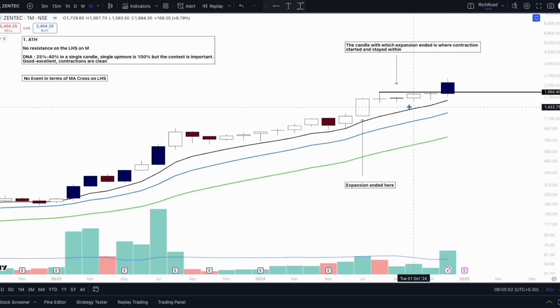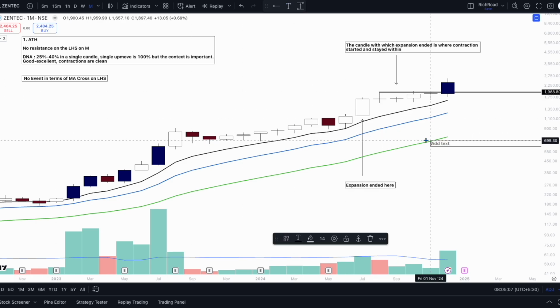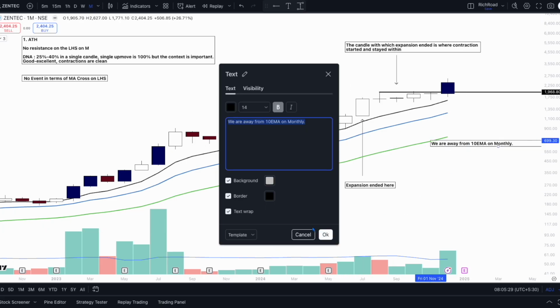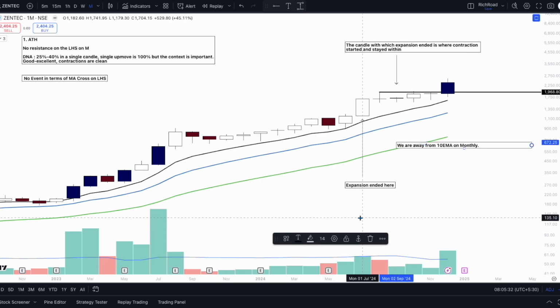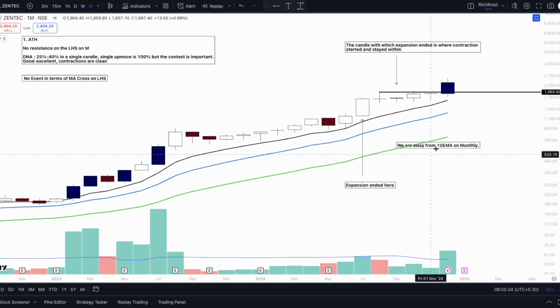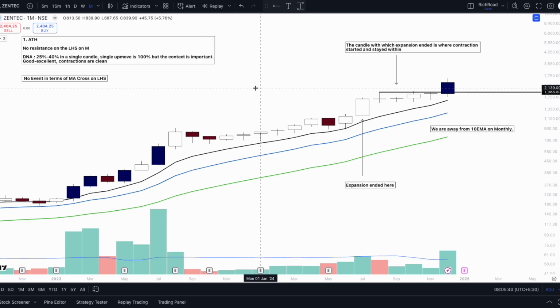You are away from the 10 moving average, so that is over there. Now, the observation is we are away from the 10 EMA. If you see, you did not even touch the 10 EMA on the monthly, right? So there is a question: how do I know that it will not come to the 10 moving average of the monthly and then move up? Now, that's something for you to think about. How do you know? That's important. So think about it. We are away from the 10 EMA on monthly. So this is largely the observations we could take away from the monthly.